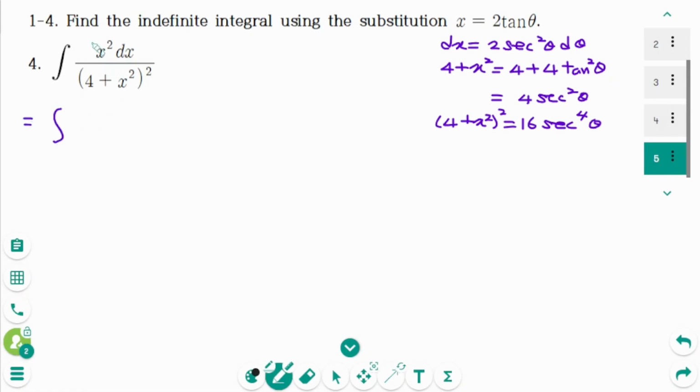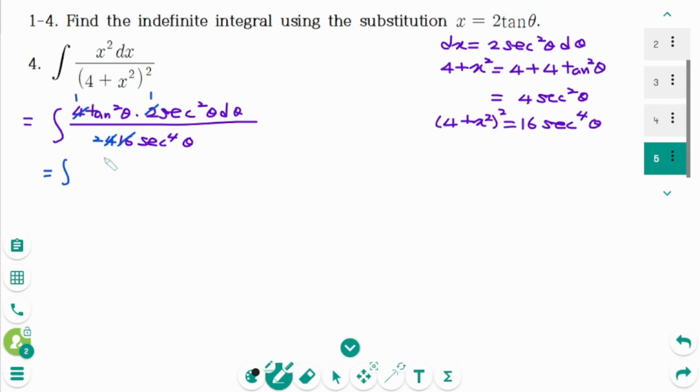The integral of x squared, which is 4 tangent squared theta, times dx, which equals 2 secant squared theta d theta, over the denominator 16 secant to the power of 4 theta, equals integral of 4 times 2 over 16, which is 1 over 2, tangent squared theta over secant squared theta d theta, with the rest cancelled.